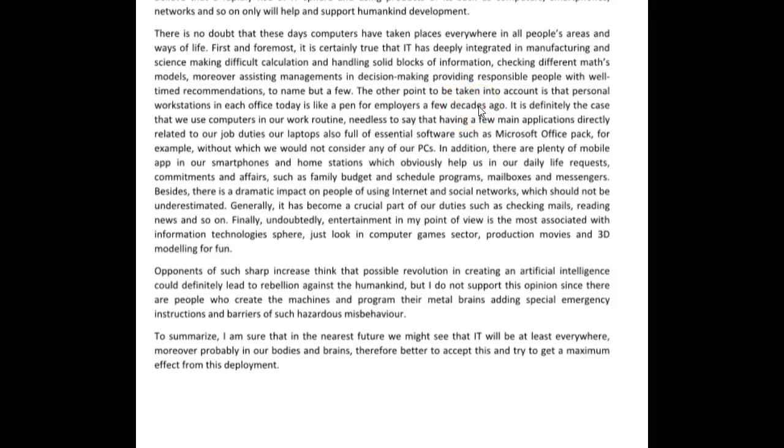Okay, so one thing you could have said is, it is definitely the case that we use computers in our work life, full stop. And then new sentence. Needless to say, we have a few main applications directly related to our job duties on our laptops, which are full of essential software such as Microsoft Office Pack, for example, without which we would not consider any of our PCs. All right, this still is a little awkward, but at least grammatically it can work.